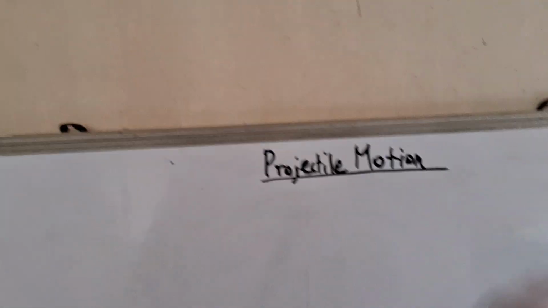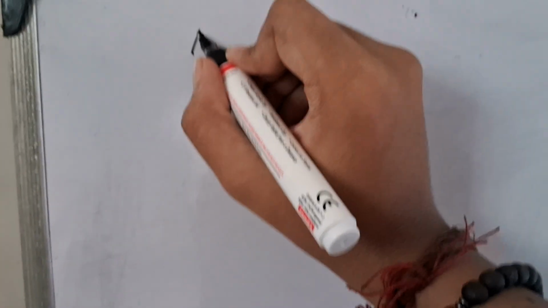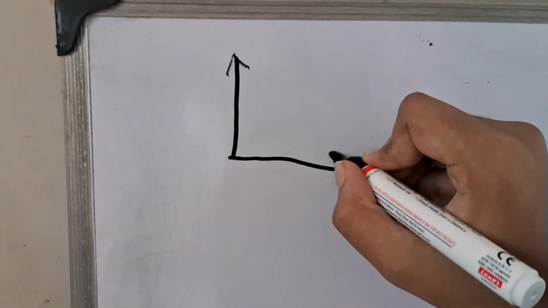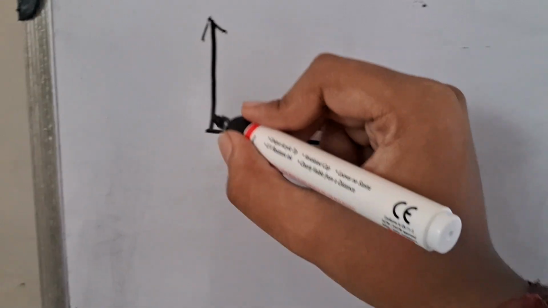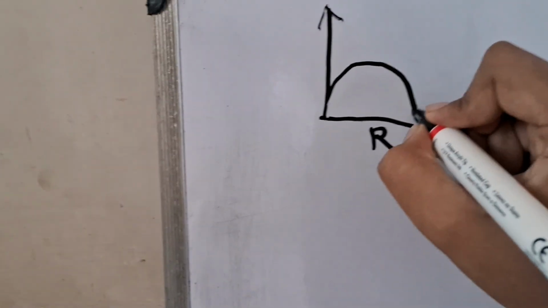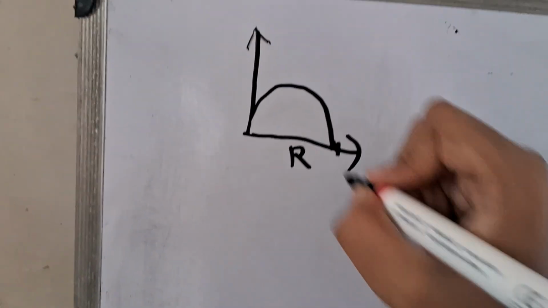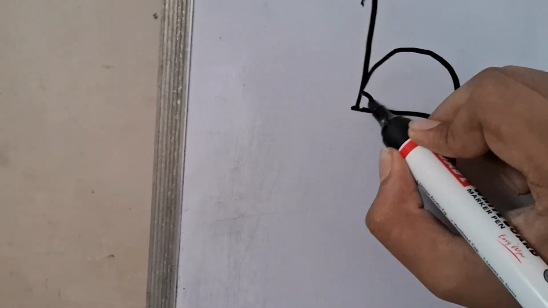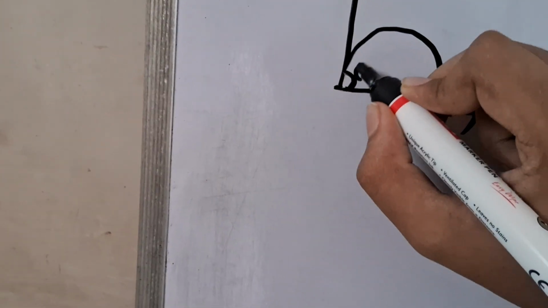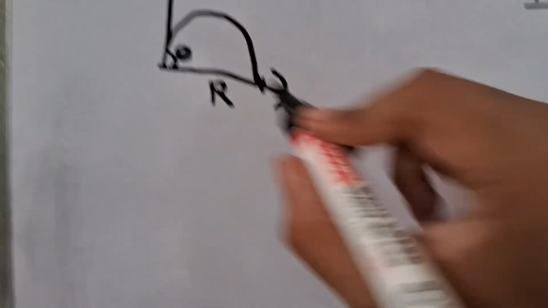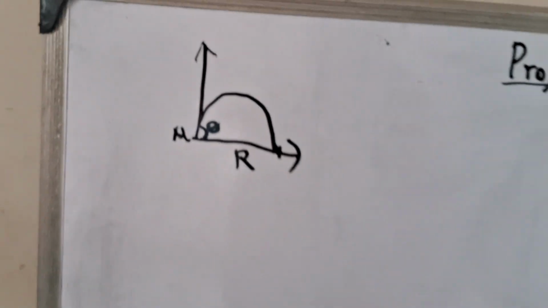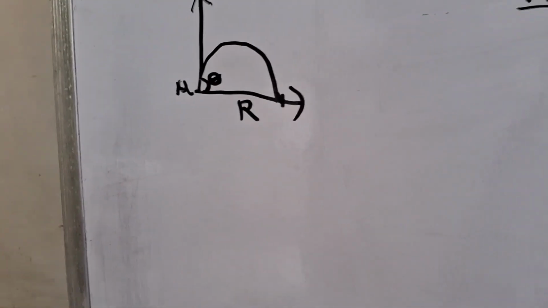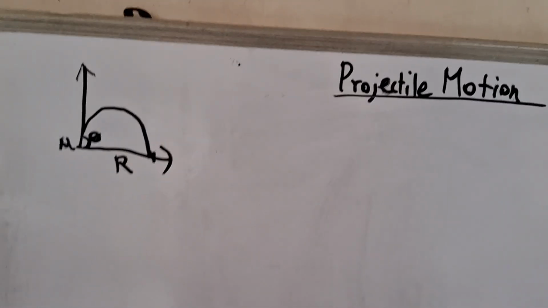Let's just draw how projectile motion will look. This is R, the horizontal range. The body is going to go like this. The angle with the horizontal is theta. The speed with which the body is thrown is u. So let's get into work.